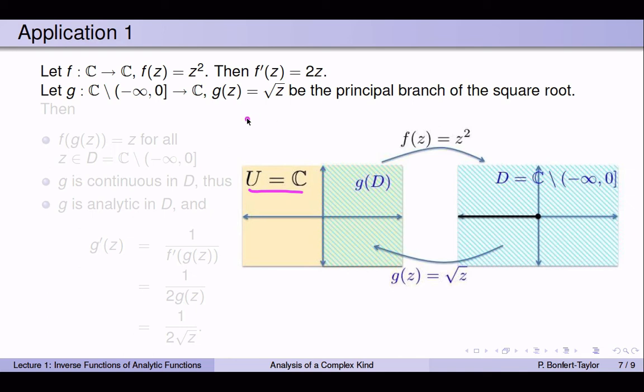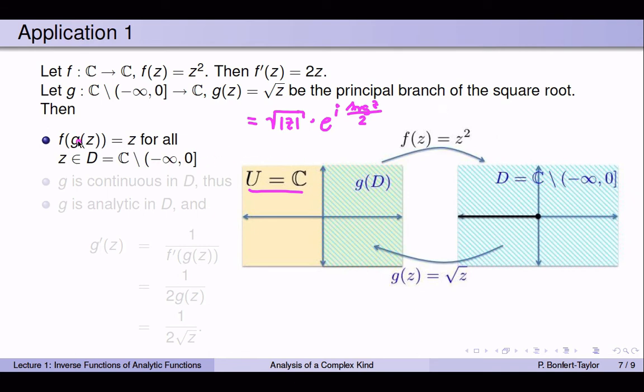Remember how that was defined? The principal branch of the square root function was defined as taking the square root of the absolute value of z times e to the i argument of z over 2. That's the principal branch of the square root function. And again, because the argument function is continuous in the complex plane except on the negative real axis, this function is going to be a continuous function in the complex plane minus the negative real axis.